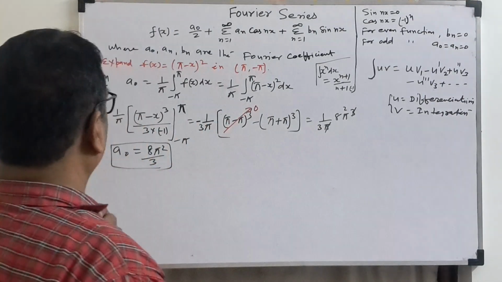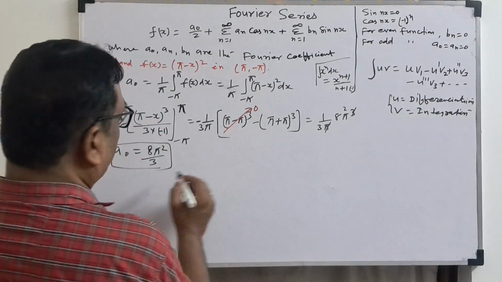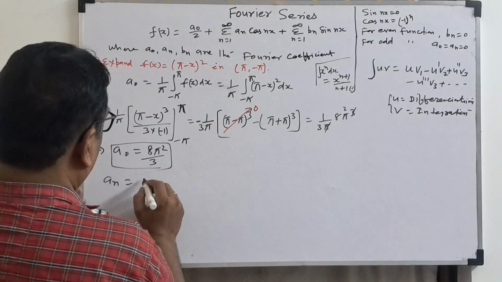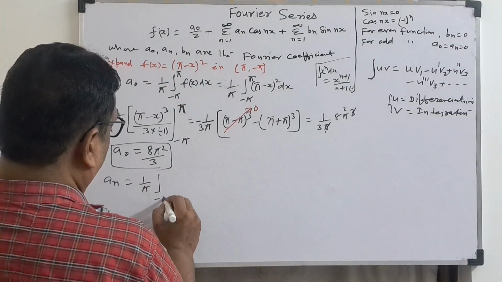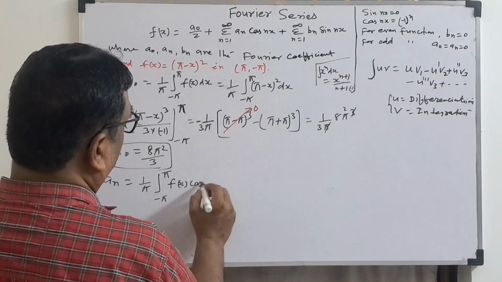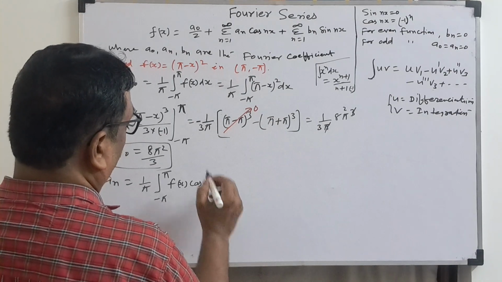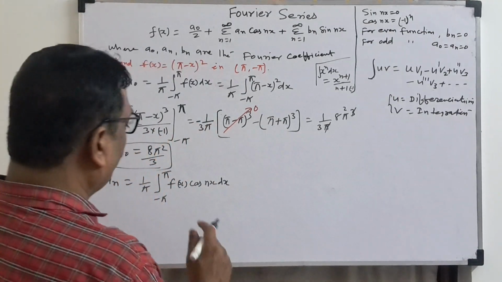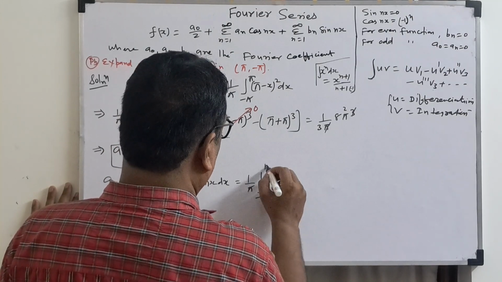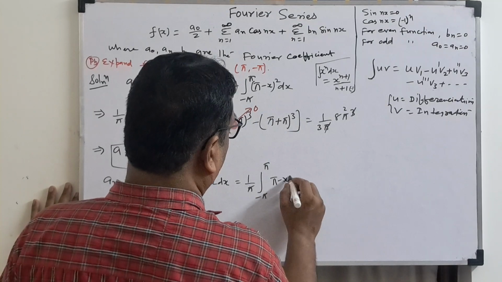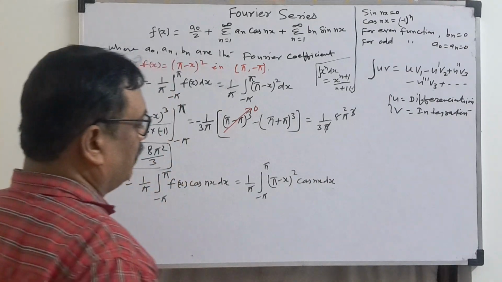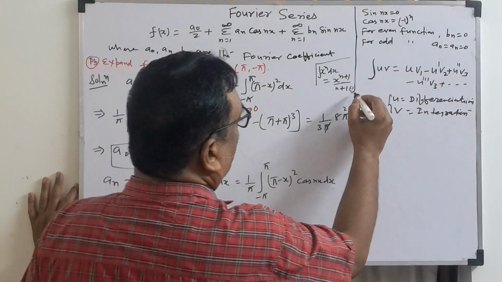So now what we have to find out? Now another Fourier coefficient, what is An? An is equal to 1 by pi, integral from minus pi to pi, f(x) cos nx dx. This is the formula. Now what is f(x) here? Substitute here f(x). 1 by pi, minus pi to pi, (pi minus x) whole square cos nx dx. This is there. Now how to integrate?